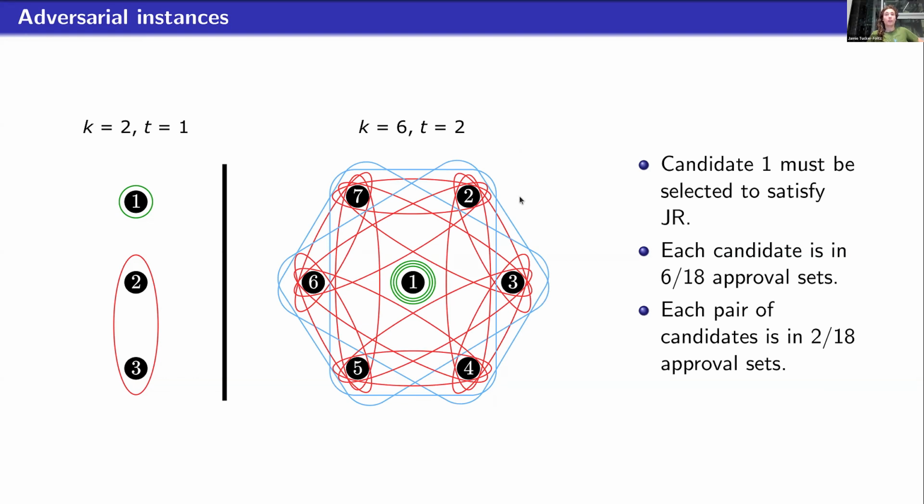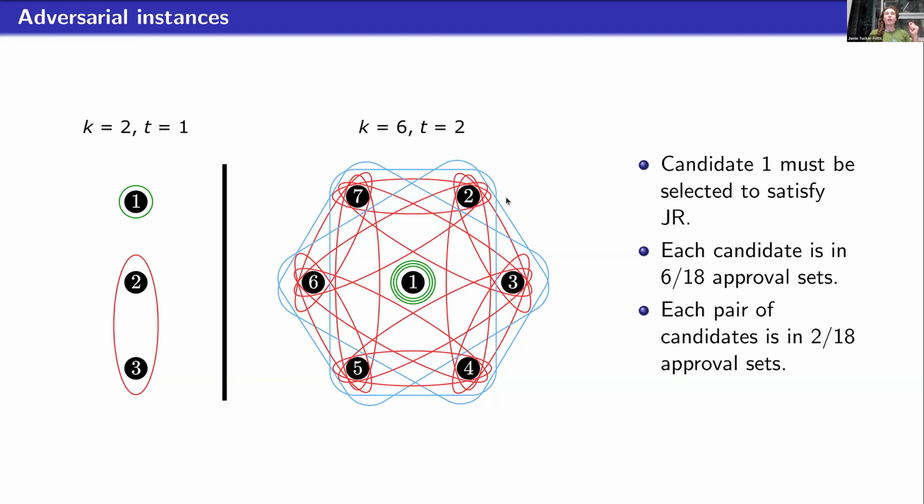This is another fun example. k is 6, and there are 7 candidates, so I'm going to select 6 out of 7 of these. And I claim that to satisfy JR, I have to select candidate 1, similar to the previous example. And why is that? You can verify these claims offline.